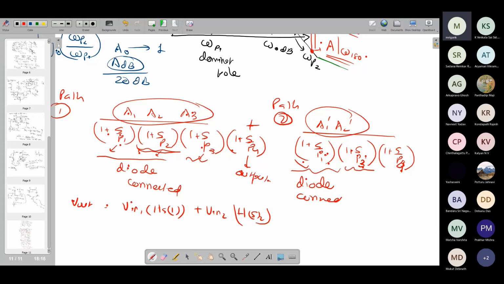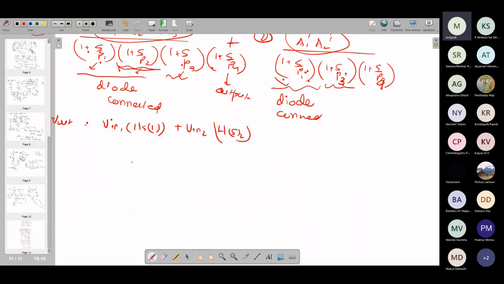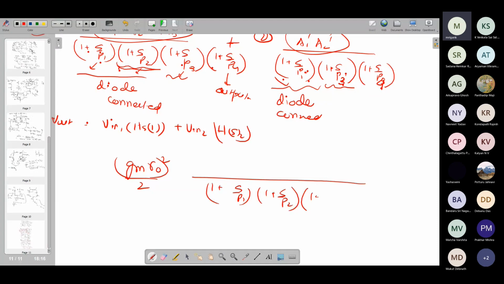And that basically becomes our GMRO kind of. This will become GM RO whole square by 2. And then you have these poles. So in the pole, what will you get if I assume that these 3 poles are common? So they will come as it is, 1 plus S upon P1, 1 plus S upon P2, 1 plus S upon P3, 1 plus S upon P4.